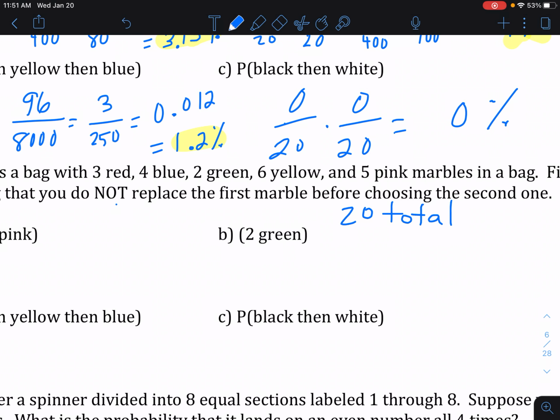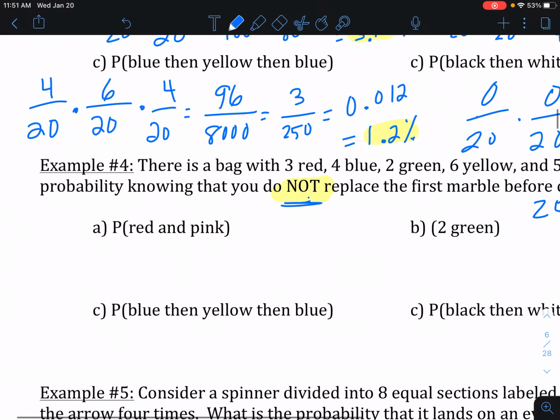Find each probability knowing that you do not replace the first marble before choosing the second one. So it's going to be slightly different than example 3. So let's take a look at A. What's the probability of getting a red, then a pink? So start with the red, 3 out of 20. Pretty simple in the first pull. It's your standard 3 out of 20.